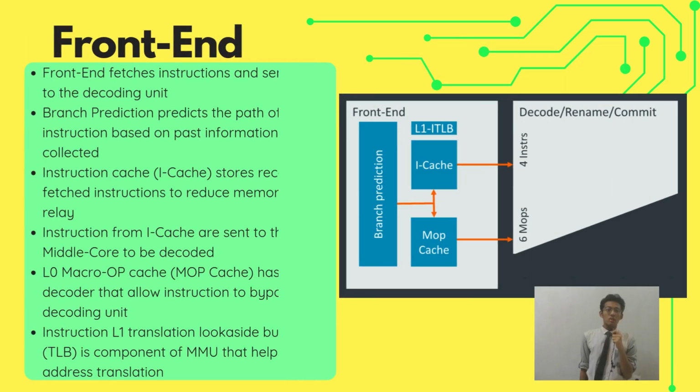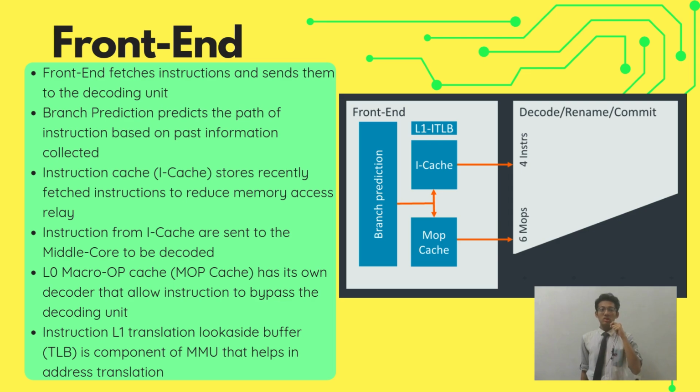So, the front end. The front end fetches a bunch of instructions and sends them to the decoding unit. The first component of the front end is the branch prediction. It predicts the path for the instruction based on the past information acquired. The 2 paths that it may send the instruction to are the instruction cache, the I cache, or the level 0 macro op cache, the MOP cache.